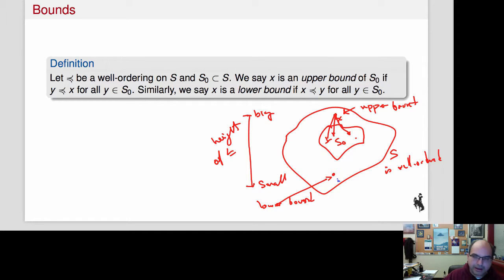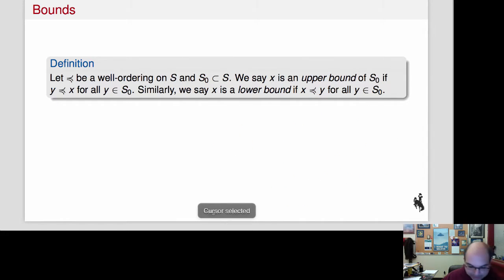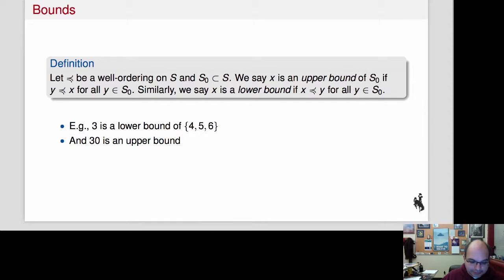And not always. Not all sets are bounded. For example, the set of all even integers is not bounded below, is not bounded above. But if that situation that we just drew exists, then it is a bound.